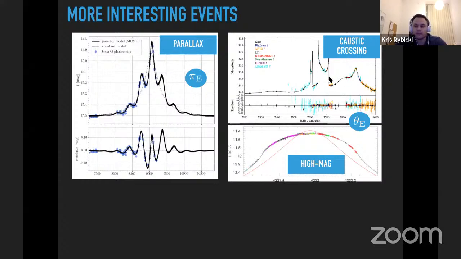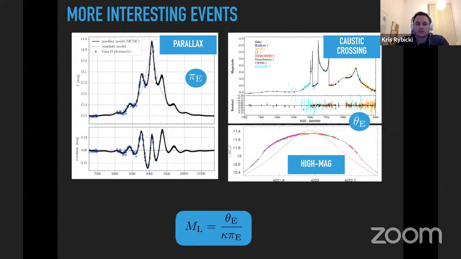The caustic crossings in either binary events or high magnification single lens events. Generally, the more features we have, the more parameters we can determine. So without going into details of microlensing, I just want to mention this equation.